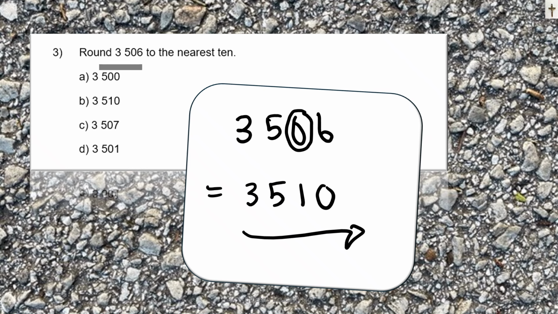Right, round 3506 to the nearest 10. So we've got units, ones, then tens, hundreds, and thousands. They say to the nearest 10, and to the right of the naught is 6, which is 5 or bigger, so the naught will become 1 and the 6 will become 0. So it's 3,510. These are easy marks if you've practiced it a bit. The answer here is B.